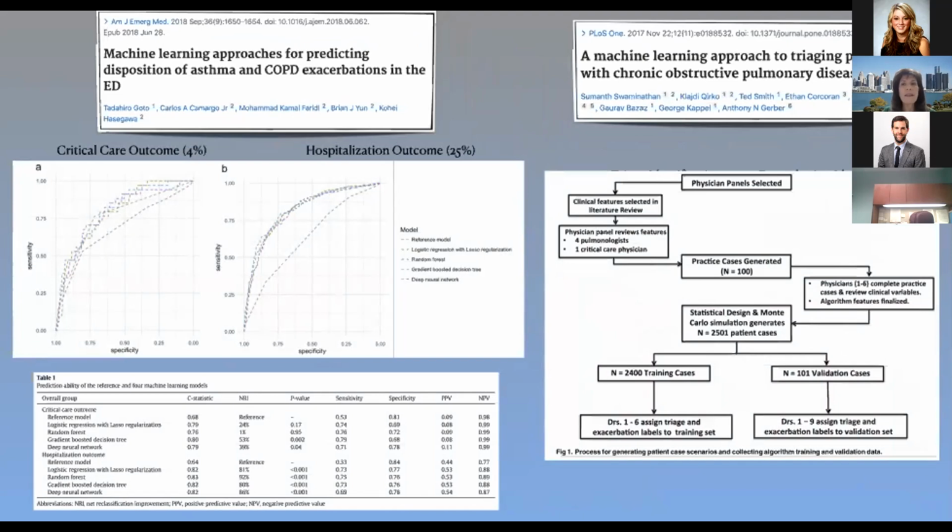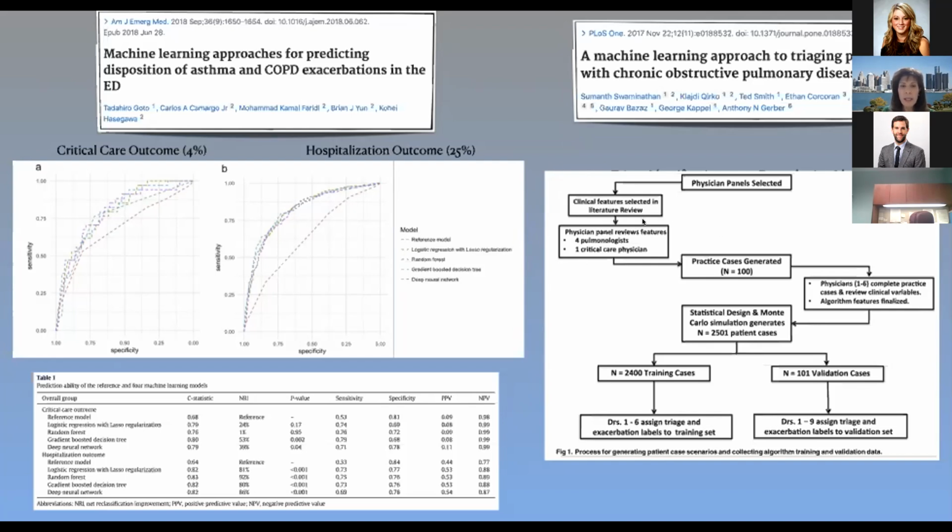And what they found is that each of the algorithms had higher discriminatory ability to predict critical care outcome. You can see these ROC curves here, and even more so for hospitalization outcome. In the second paper, they used physician input to actually teach the machine and improve the algorithm. So it's nice to know that you still need a human component, but what they did was they used the physician input, and it was 9 pulmonary doctors, critical care specialists that facilitated kind of 3 aspects of the algorithm.